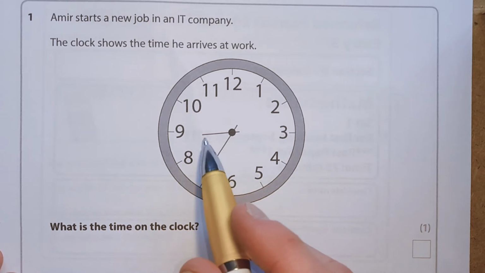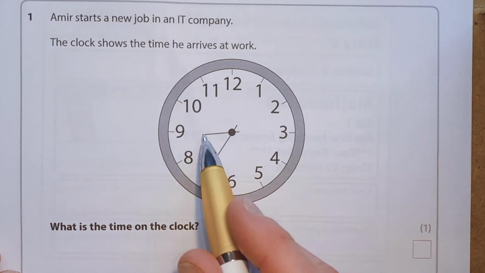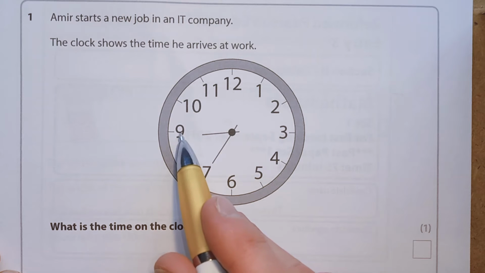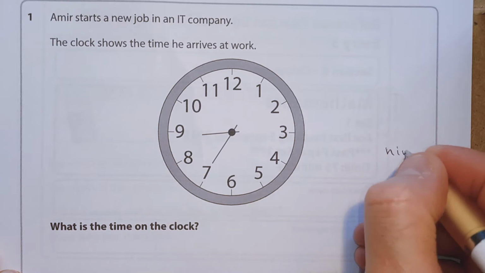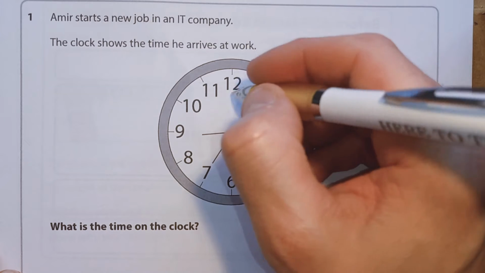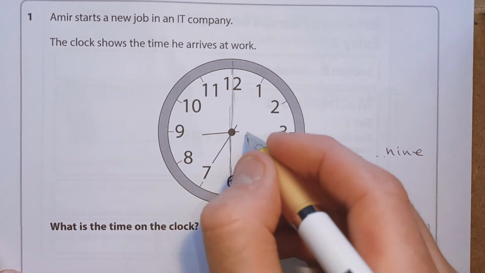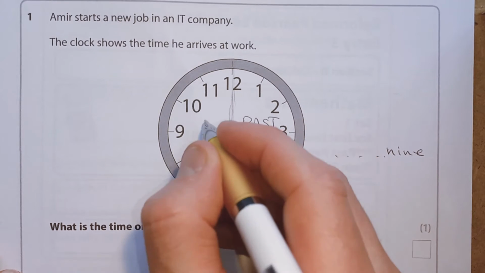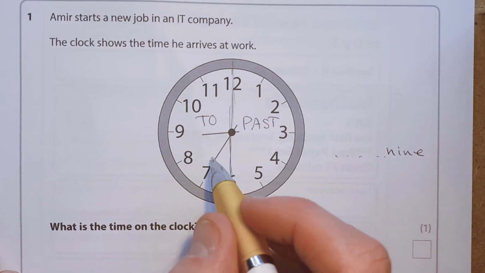Let's look at what number the short hand is closest to. So this is the short hand, this is our hour hand, and it's closest to 9. So it's going to be something 9. Now, remember, if it's on, split that down the middle. If it's on this side of the clock, it's going to be past. And if it's on this side, it's going to be to. So it's to.